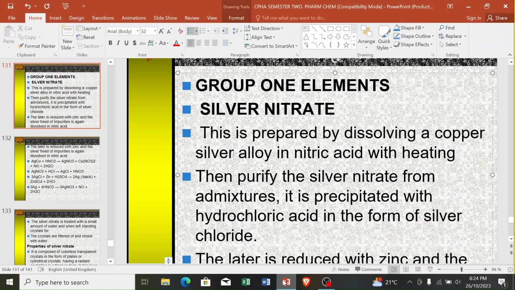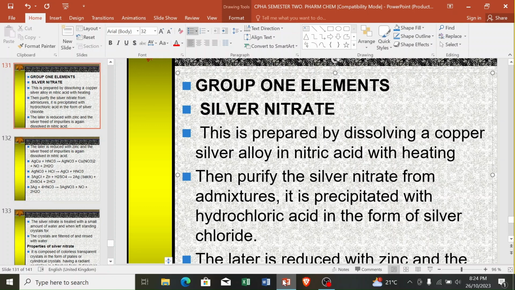Today we are going to look at group 1 elements of the periodic table. When we look at group 1, we have a number of elements. However, we have already looked at their compounds when we were looking at compounds of other groups.